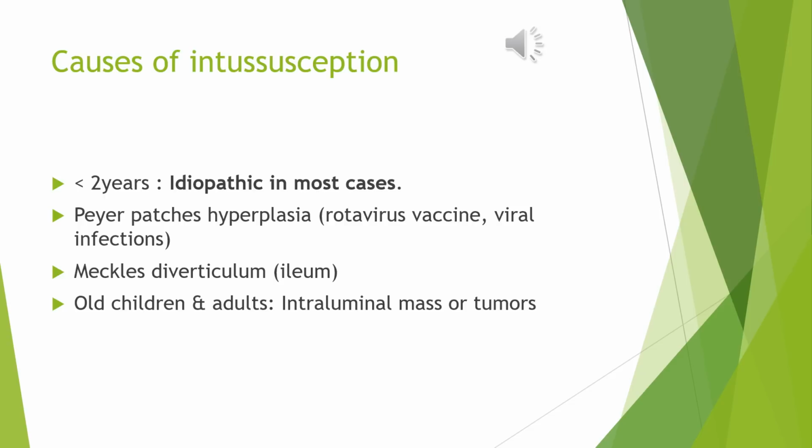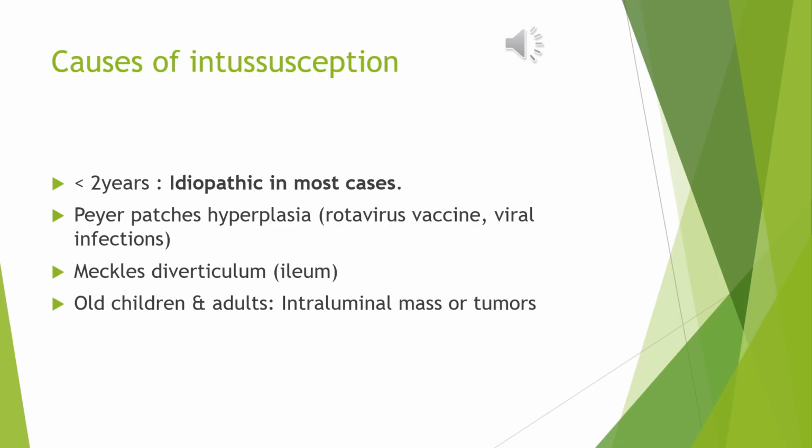Also, another cause in this age group is Meckel's diverticulum, which is a diverticulum that is located in the ileum, and it is a congenital diverticulum. These areas of Peyer's patch hyperplasia or Meckel's diverticulum can be the leading point for starting the intussusception process.